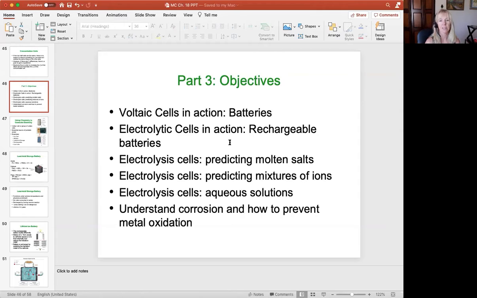And then we're also going to talk a little bit about corrosion at the end and how we prevent it by galvanizing nails and things like that. So that's our objectives for today.